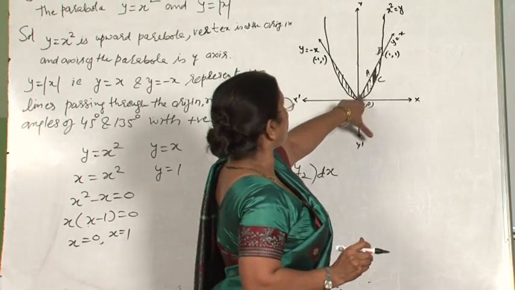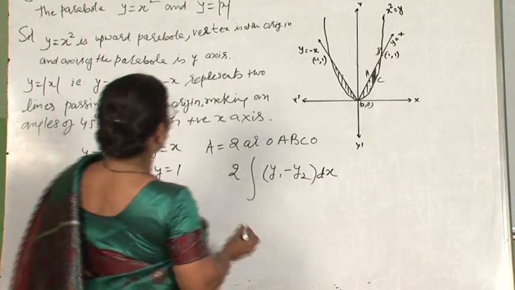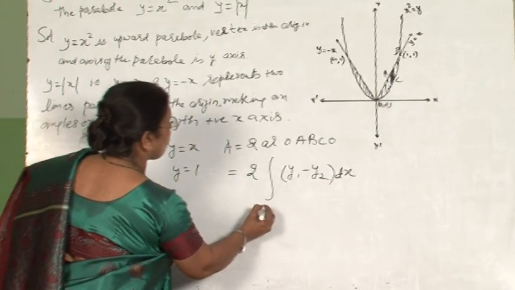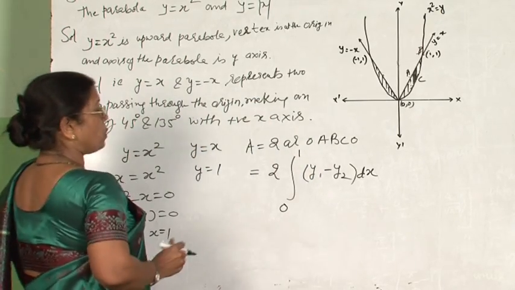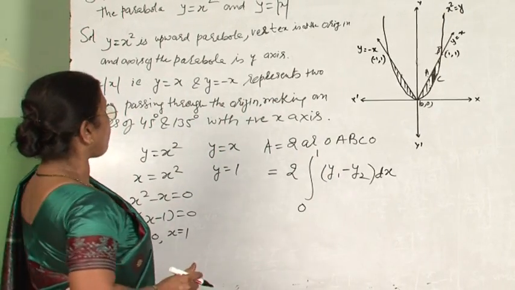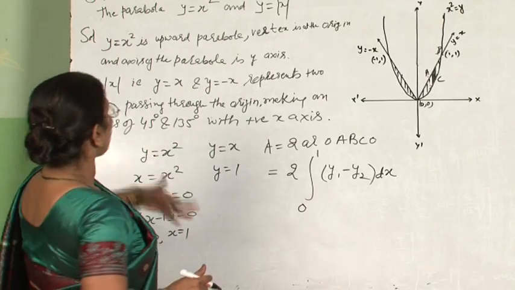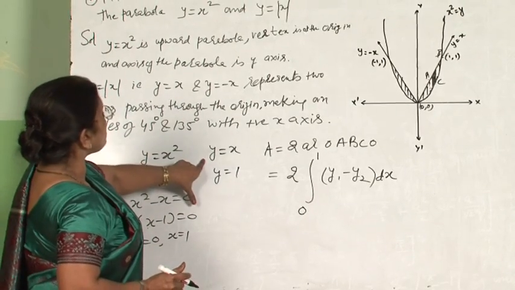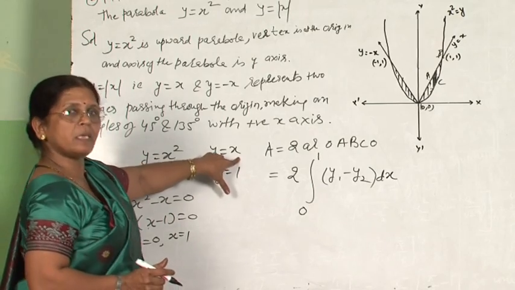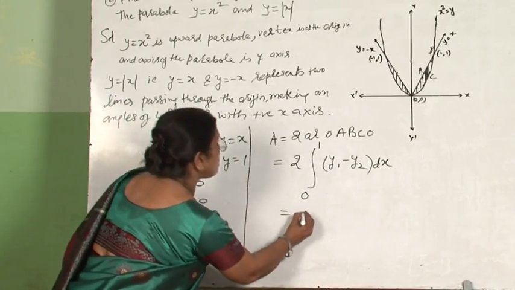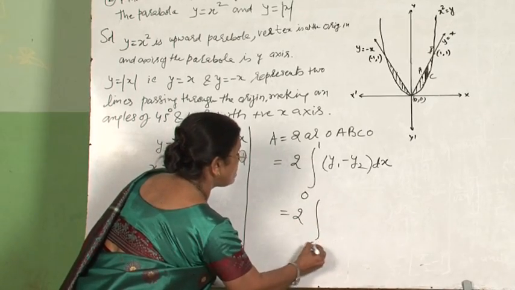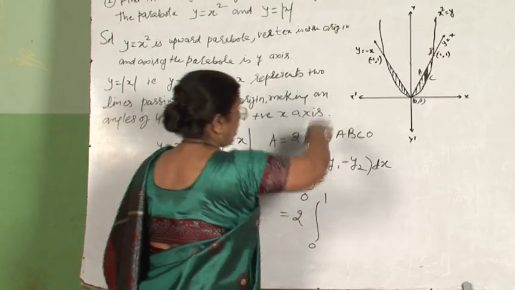And what is the limit? It is from 0 to 1. So, this is the integration of this from 0 to 1. Now, what is the value of y1 from the line? The line is y is equal to x, the equation of the line is this. So, here this is 2 times the integral from 0 to 1, with the value of y from the line.